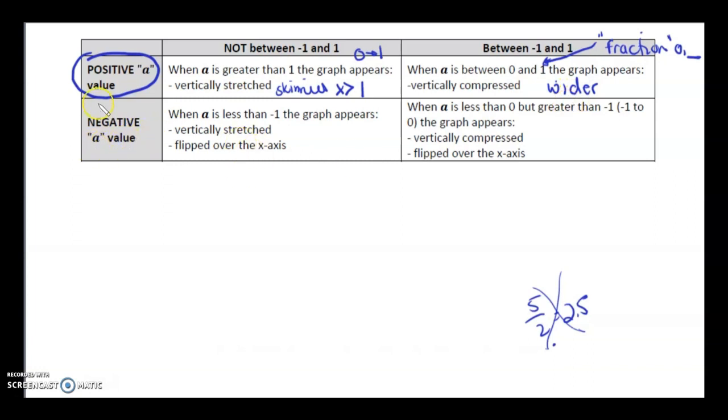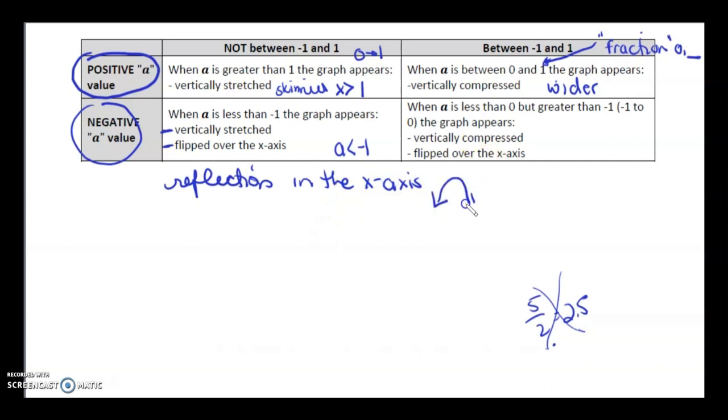Okay, now if the a value is negative, it's going to be when a is less than -1, our graph is going to be vertically stretched and it's going to be flipped over the x-axis. It's going to be that reflection. It's called reflection in the x-axis. That's what it's actually called. Okay, so it's flipped. That means it opens down. It's a sad face.